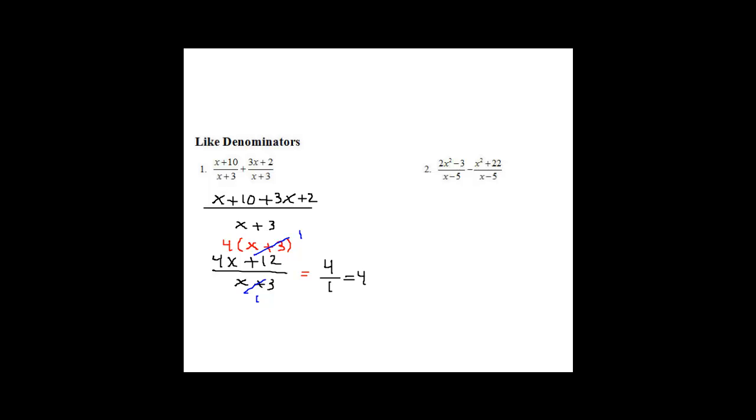Very good. Let's see, Patricia, what did you do? How did you do the second one? I'm not sure if I got it right, but I basically subtracted x to the second from 2x to the second, which gave me 2, I think, and then negative 3 minus 22, which I got negative 25. So that would be negative 23 over x minus 5, I think.